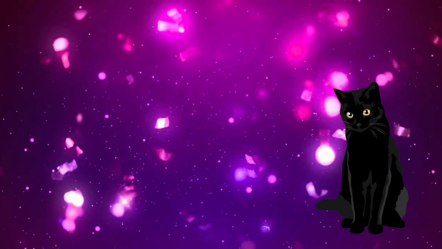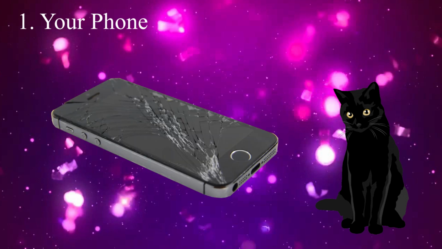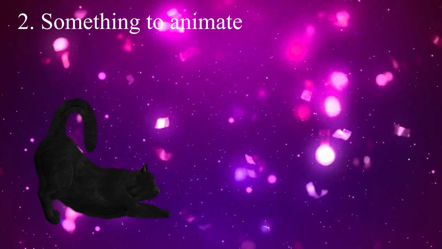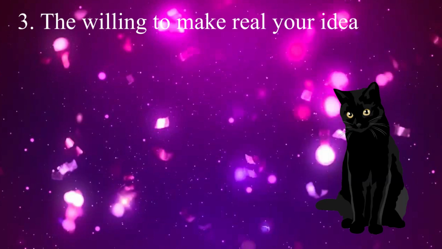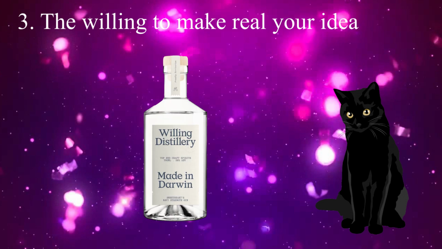Hello people, today I will teach you how to make a basic stop motion animation. So for this we're gonna need the next materials. First, your phone. If you don't have a phone, you can go outside and steal one. Second, something to animate. Can be something you have in your room, like books or whatever you have in your room. So for this video I took this beer and also I went outside and took a stone from the ground. Number 3. The will to make real your idea.